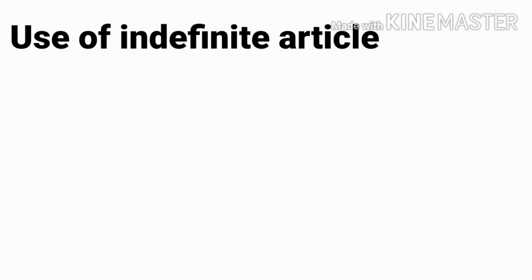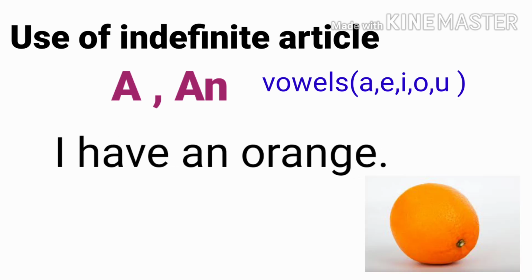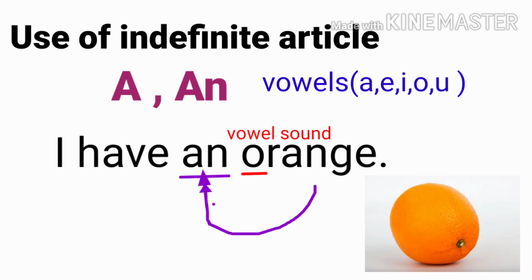Let us have a look at the use of indefinite articles, that is a or an. An is used before words that start with a vowel sound. Do you know which are the vowel sounds in English? Yes, you're right. A, E, I, O, U. Here you see, I have an orange. Here, the word orange starts with the letter O, that is also a vowel sound. So, an is used before orange.